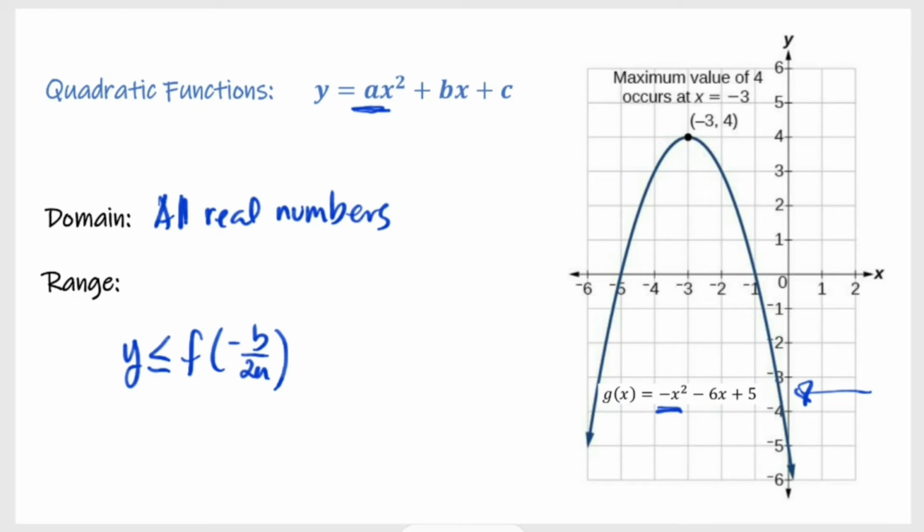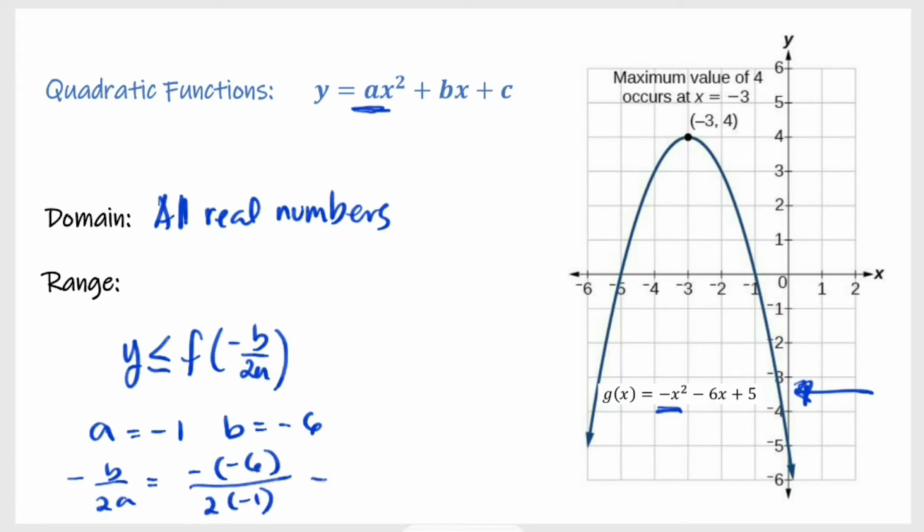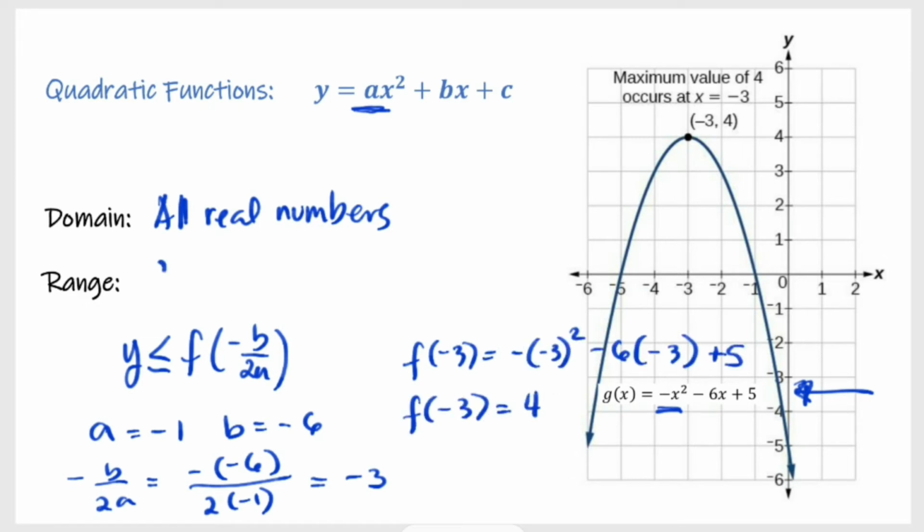Let's use the formula on the given function g of x equals negative x squared minus 6x minus 5, where our a is equal to negative 1, our b is negative 6. Solving for negative b over 2a, we have negative of negative 6 divided by 2 times negative 1, which will give us negative 3. Solving for f of negative 3, we have f of negative 3 equals 4. So the range would be all values of y such that y is less than or equal to 4, which is clearly shown in the graph.